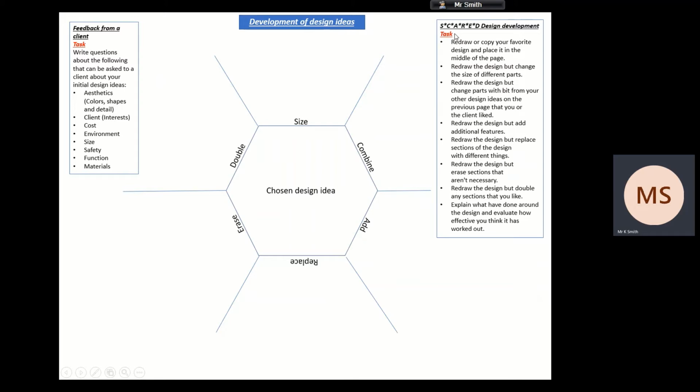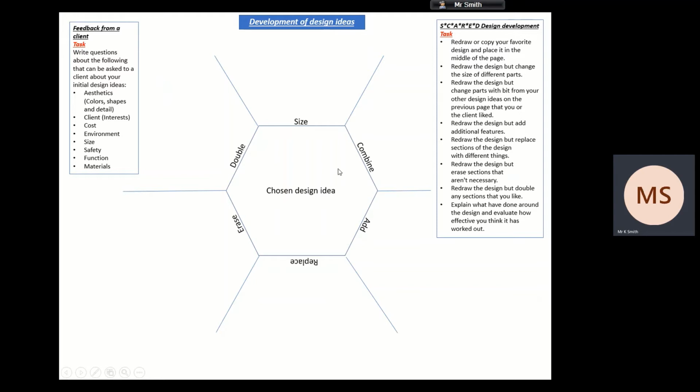And then this is the SCAMPER technique, which is one of the development techniques, where basically you put in the chosen idea, ideally the chosen idea that your client likes, into the space, and then you make a range of changes to it. So you could change some aspect of the size. You could resize some bit of it, or the whole thing to make it bigger, but it might just be a certain section that you think would be better if it was bigger or smaller.